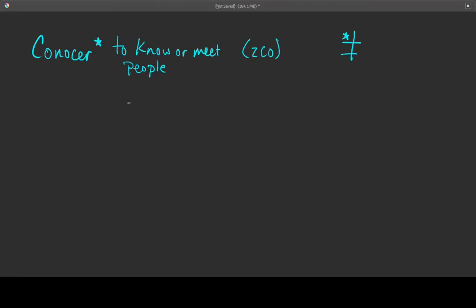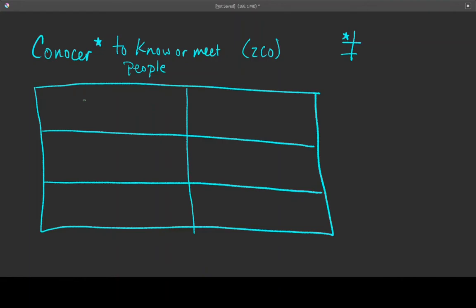And so I'm going to give you guys the chart and show you conocer in all of its forms as well. But this time I'm going to write it in red, which means you definitely should not write this down.